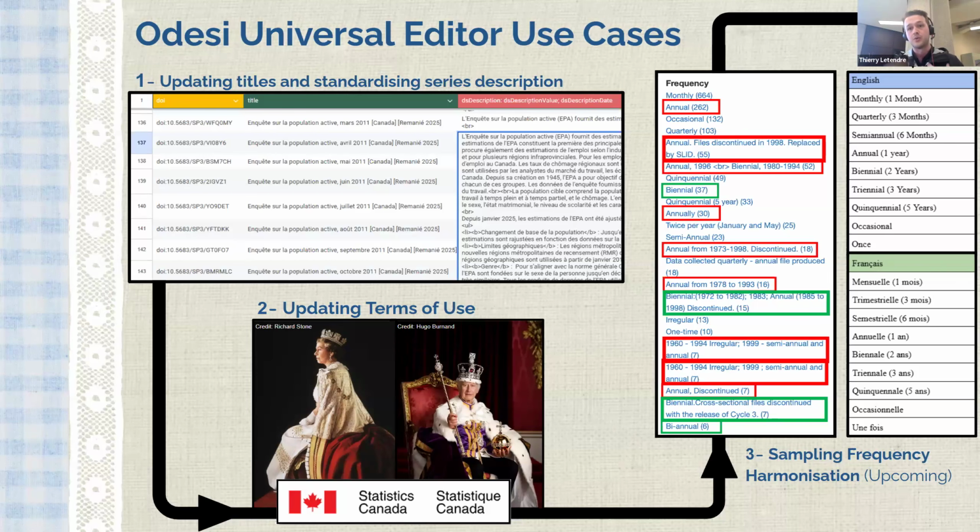And Statistics Canada follows a certain set of terms of use, and therefore we were able to use this tool to update that. And in terms of future use for this tool, we want to harmonize the sampling frequency that we have in our current data sets. All the red boxes represent a variation of annual. As you can see, there's a lot of different ones. And that simply comes from a very long time of it being a cumulative issue that piles up.